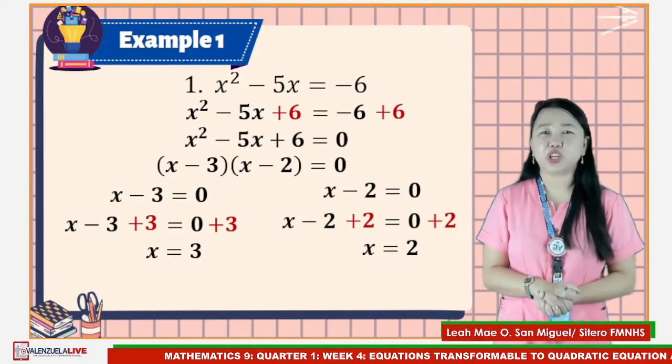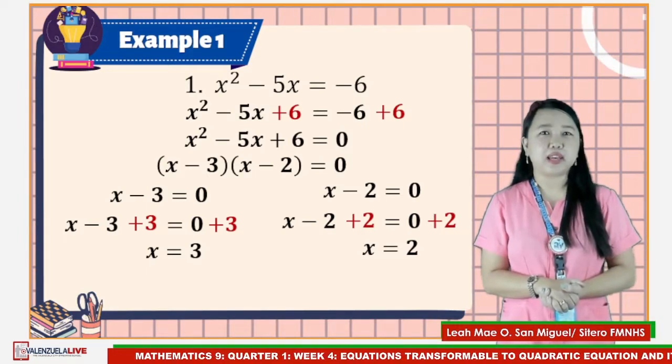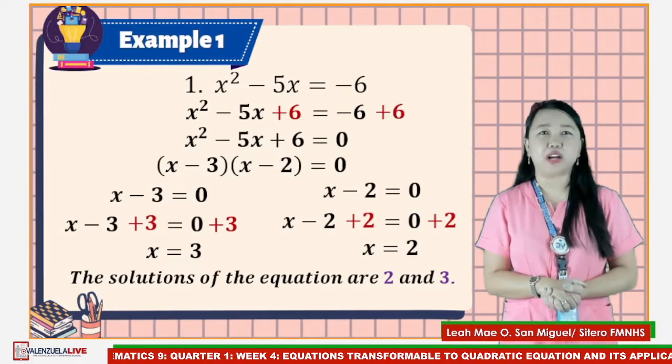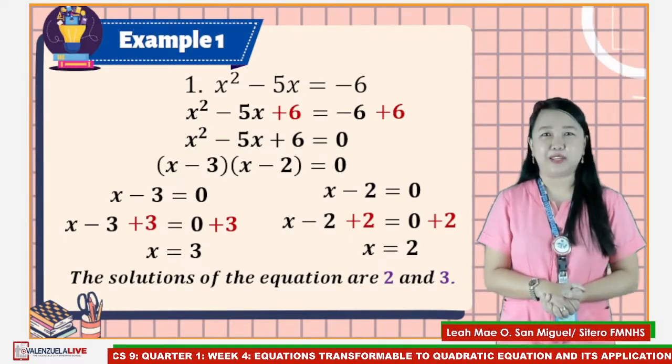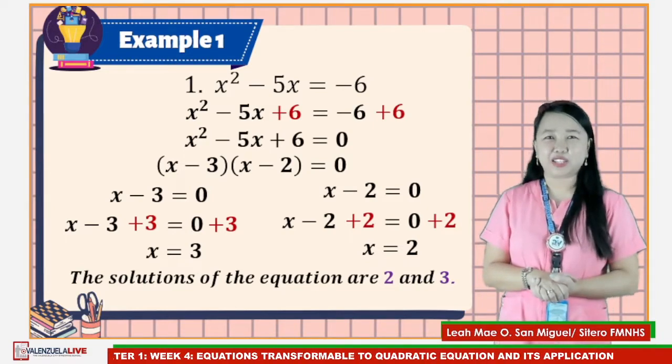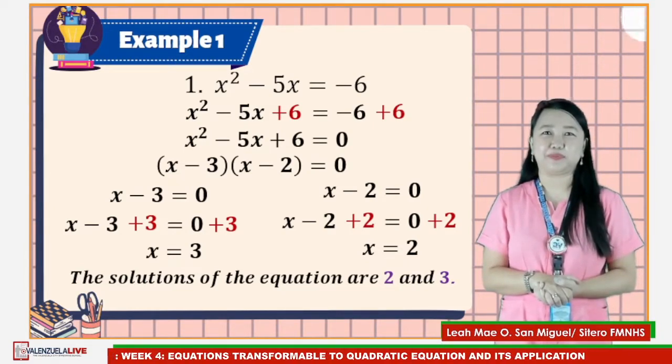So, the solutions of the equation x squared minus 5x equals negative 6 are 2 and 3. Can you still follow? Click the care reaction if yes.